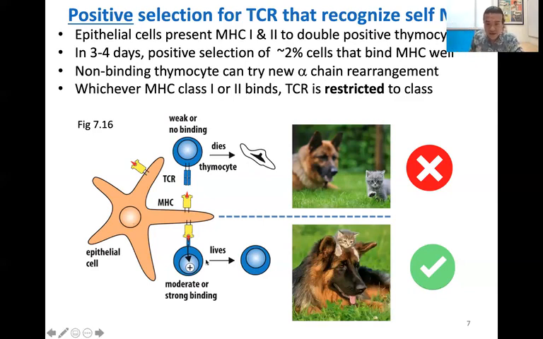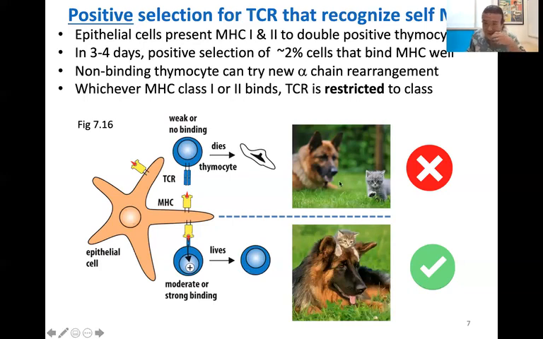Right? On the other hand, this thymocyte down here, its random TCR shape that it came up with is pretty good at binding MHC. Right? So you have moderate or potentially stronger binding. That means what? This thymocyte will spend more time pressed up against or close to this epithelial cell that's sending out clouds of encouraging cytokines, right? So this thymocyte will receive survival messages that keep it going through this process, right?